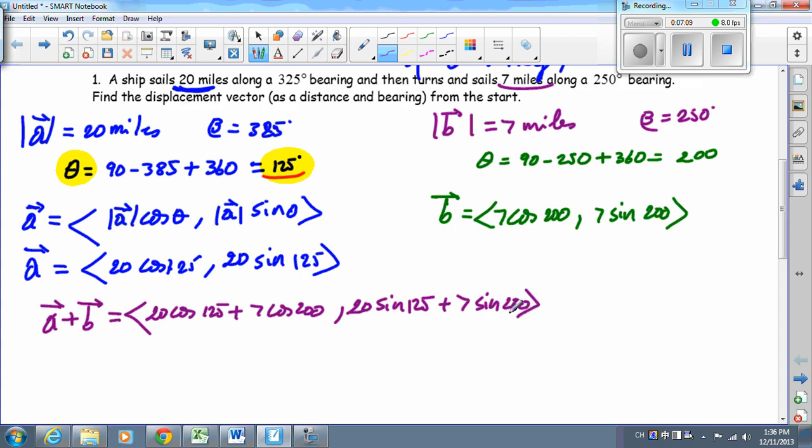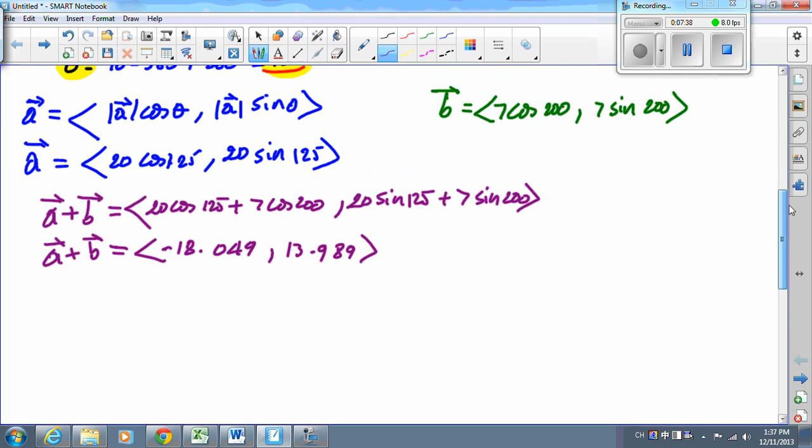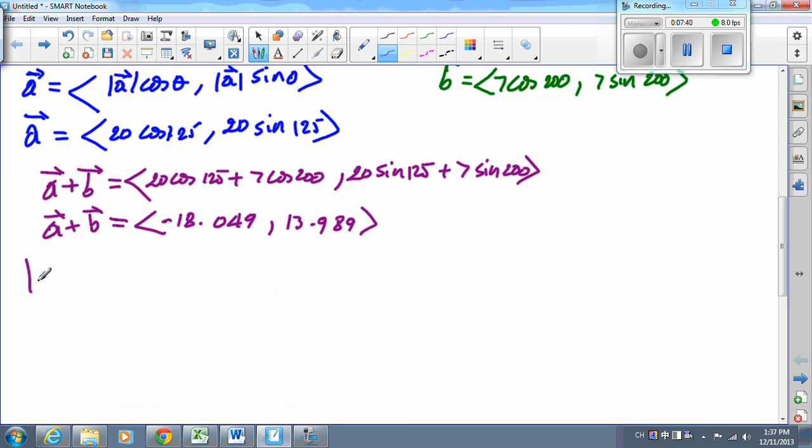And if you calculate it right, you should end up with, my calculator gave me, negative 18.049 and 13.989. That again is A plus B. Well, we got A plus B. That's not what we need. What we actually need is the magnitude of this vector. So let's go ahead and find the magnitude of A plus B.